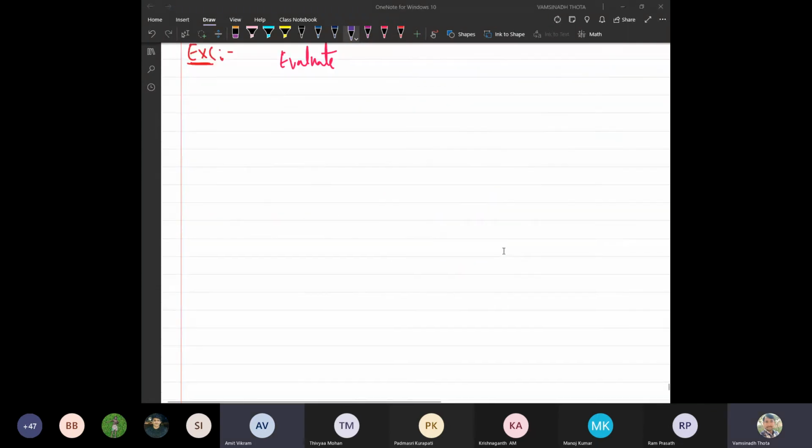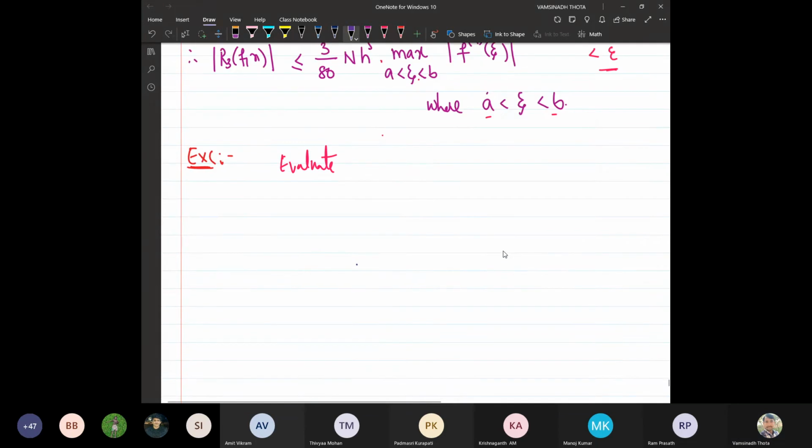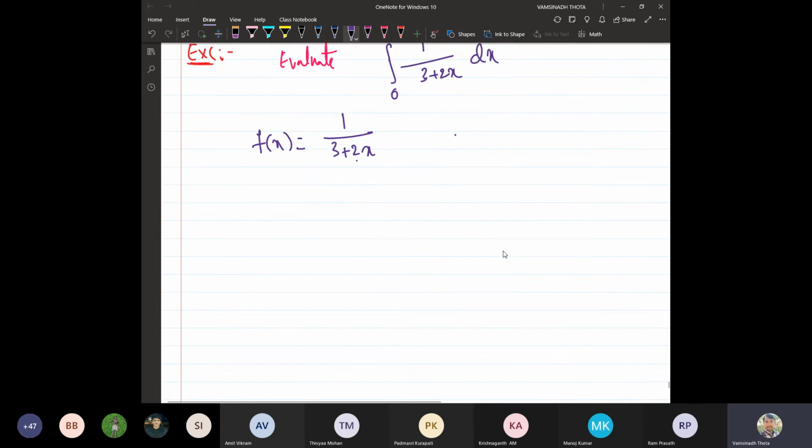No, sir. Okay. So let us solve one problem now. Evaluate the same integral, the integral from 0 to 1 of 1 upon 3 plus 2x dx. So f of x is equal to 1 upon 3 plus 2x.